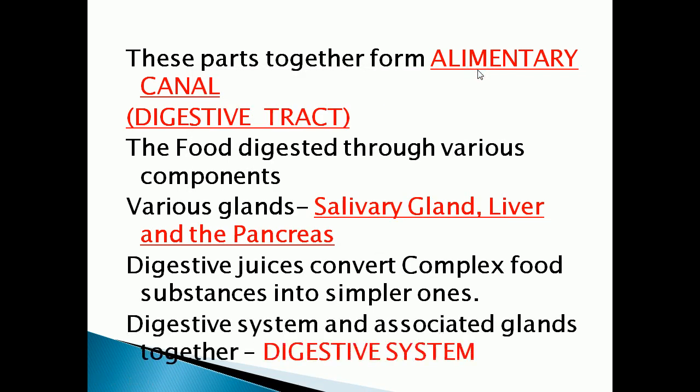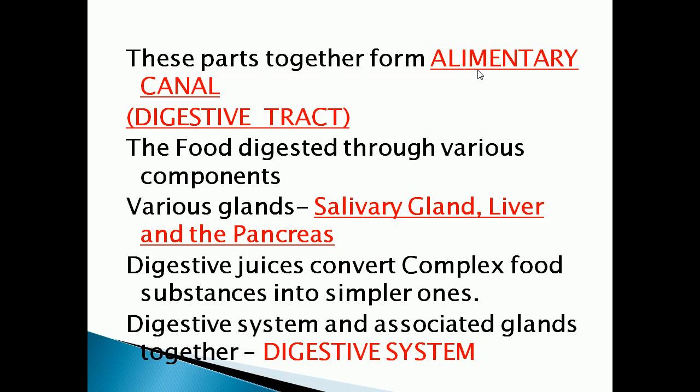Now, the digestive tract and these glands which are associated with it, together we can call the digestive system. So the digestive tract and associated glands together are called what? Digestive system. Digestive tract means 5 compartments. What are they? Buccal cavity, esophagus, stomach, small intestine, large intestine and anus. Yes, along with the digestive tract, these glands together are called the digestive system.